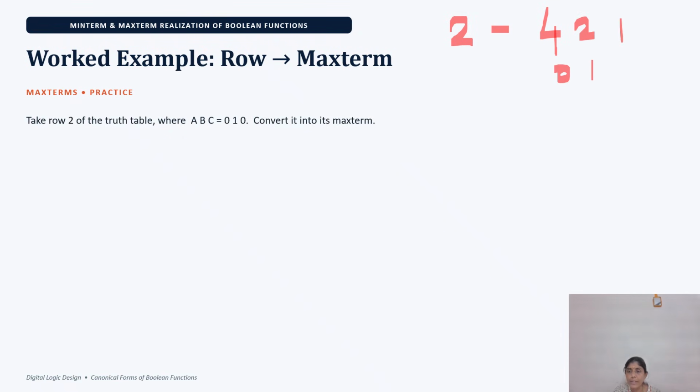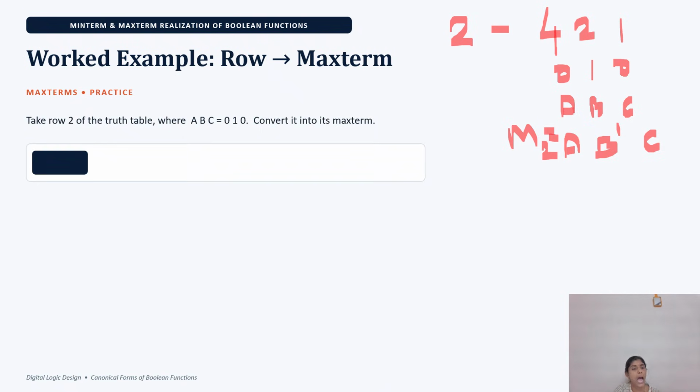0, 1, 0. You have to convert it into a maxterm. What is the 0, 1, 0? A, B, C. So how should your A be? It is A as such. How should your B be? Complemented. How should your C be? It will be uncomplemented. Because 1 should be getting complemented, because you are using it as a maxterm. That's why you have to write it as M2 is equal to. We will see how it is coming.